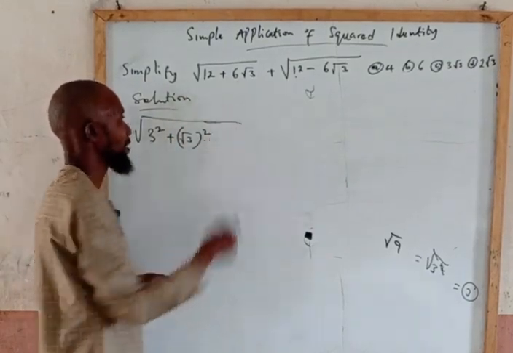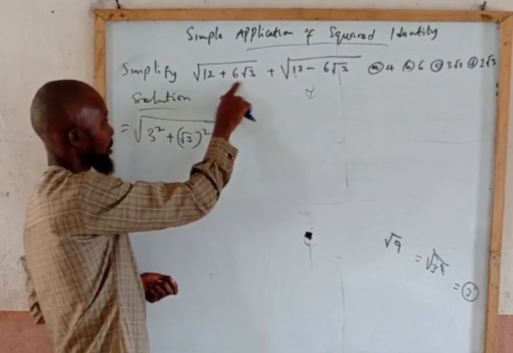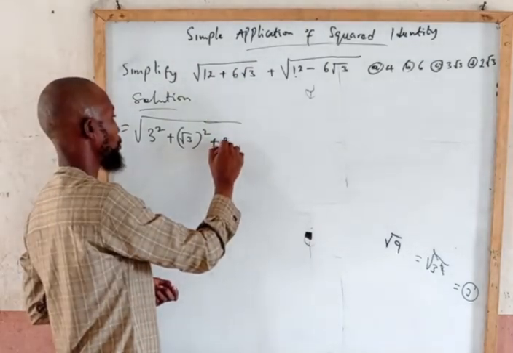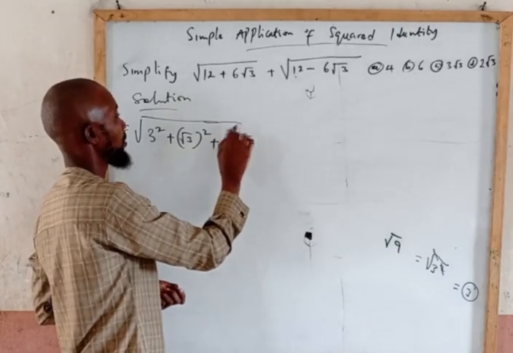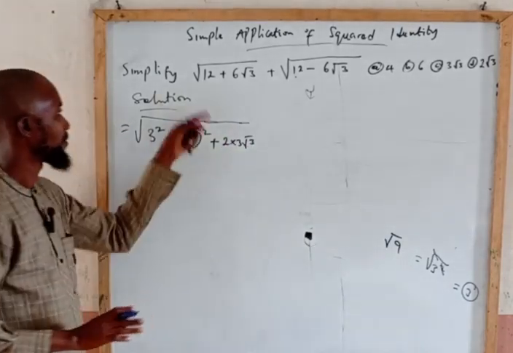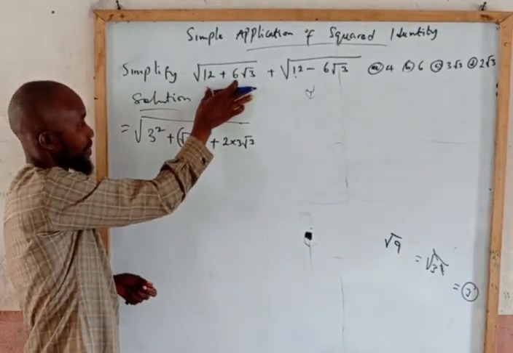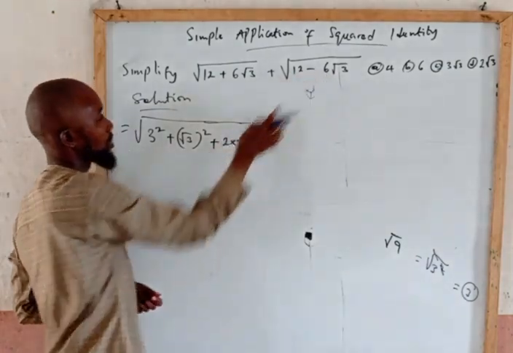The other number I have is 6 root 3. This 6 root 3 can as well be written as 2 multiplied by 3 root 3. So that's that as per the first root. And we can see everything we have in the first root is the same thing in the second root, except that what?